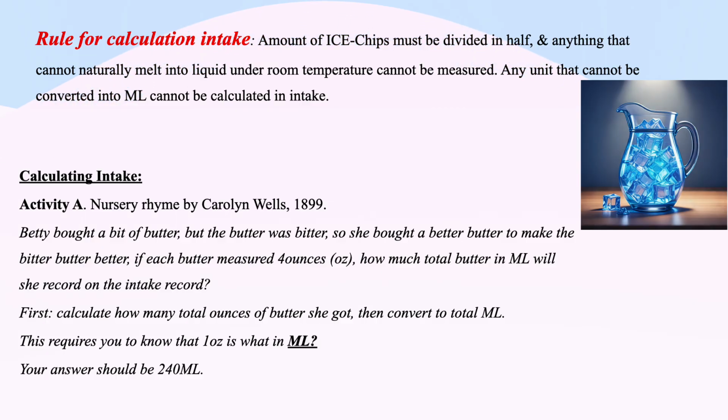In the problem, it says each butter measures 4 ounces. Now, we can take 4 ounces and record on the intake record. We need to convert that to ml. So this requires us to know what 1 ounce is equivalent to in ml. We know 1 ounce is equivalent to 30 ml. So if we narrow down to the fact that Betty had 8 ounces of butter, all we then do is multiply 8 by 30. And so our answer that we will record on the intake record sheet is 240 ml.